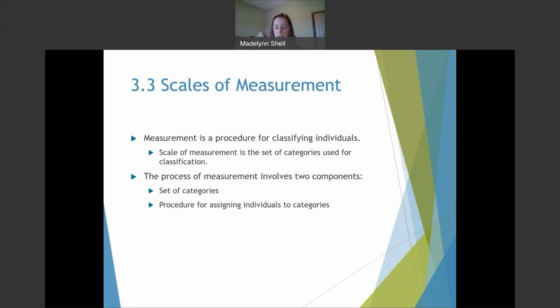All right. The final thing we're going to talk about in here is scale of measurement. Another big issue that researchers need to figure out is what set of categories responses will be in. So, what the response options are, and that determines your procedure for assigning people to categories. Measurement is a procedure for classifying individuals, and scale of measurement is the set of categories used for classification. So we need to think about the sets of categories and the procedures for assigning individuals.